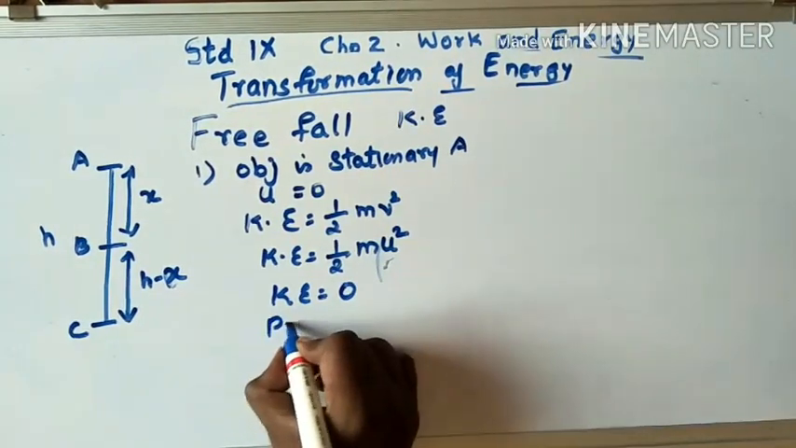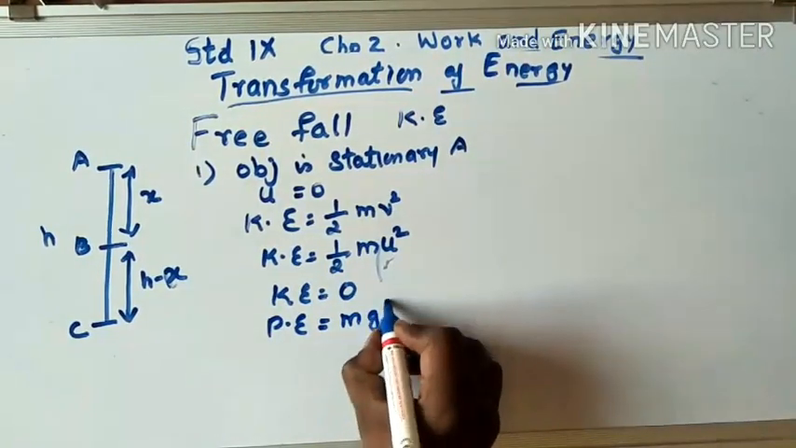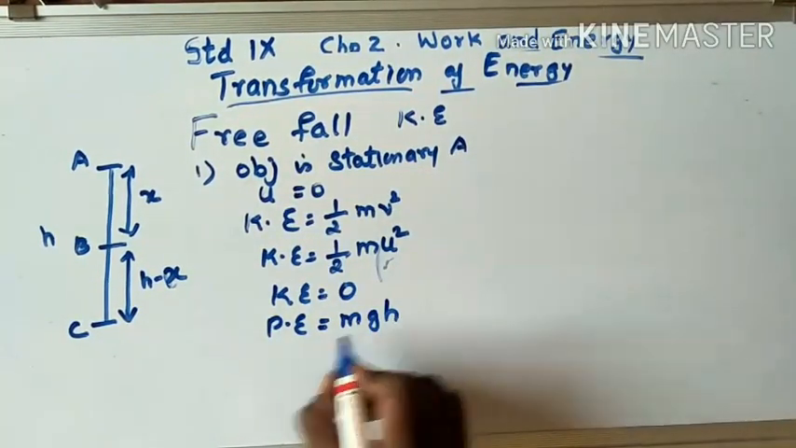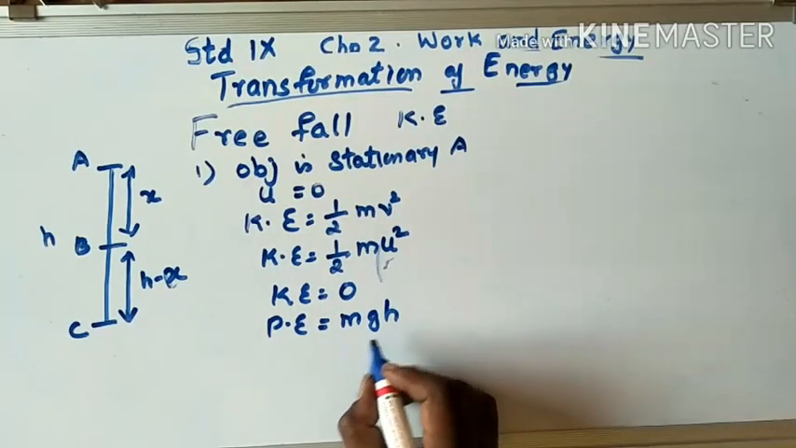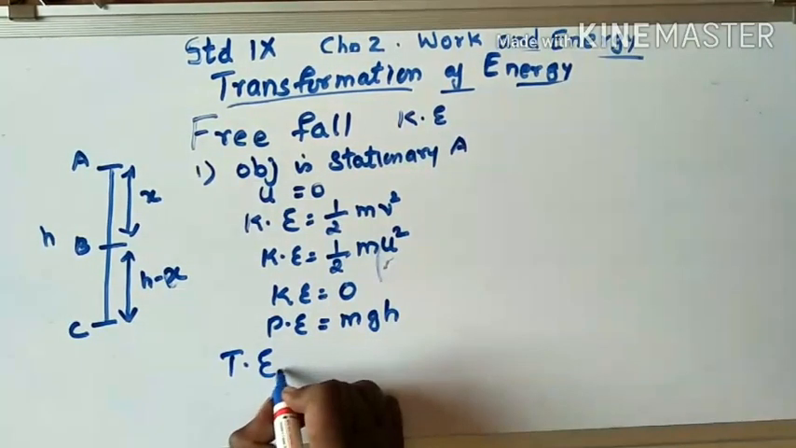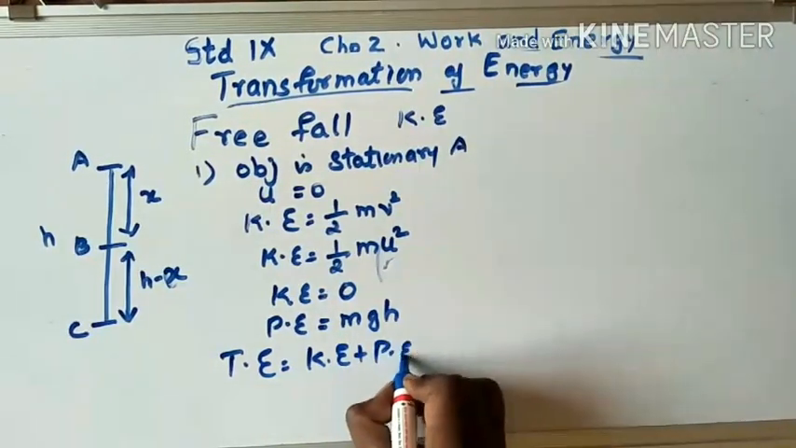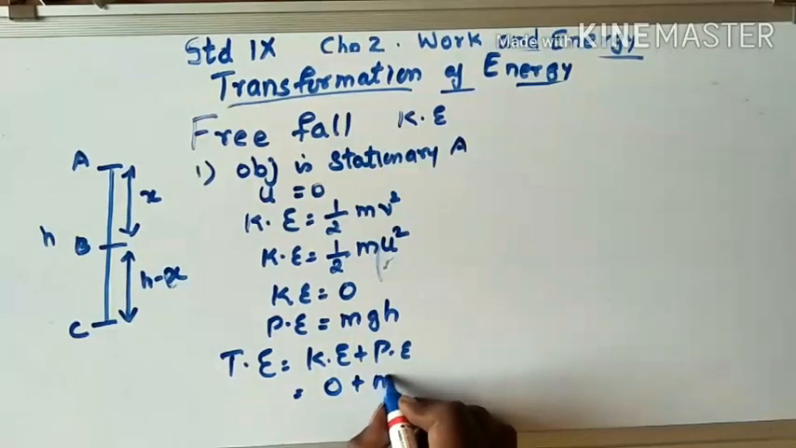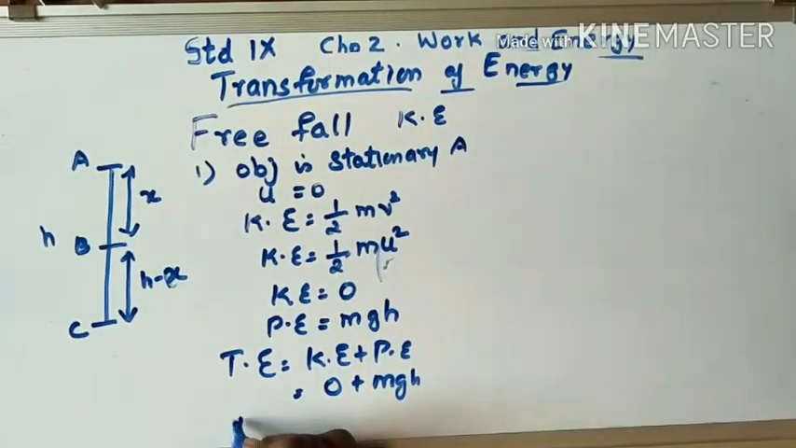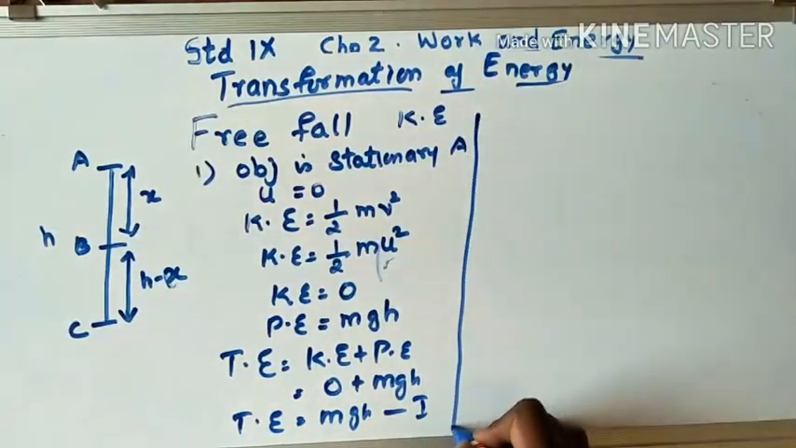But what about potential energy? Your potential energy is mgh. No change in the mass, no change in the gravity, no change in the height. So what about total energy? Your total energy is kinetic energy plus potential energy. That is equal to 0 plus mgh. Here the total energy is equal to mgh. Let's say this is equation number 1.